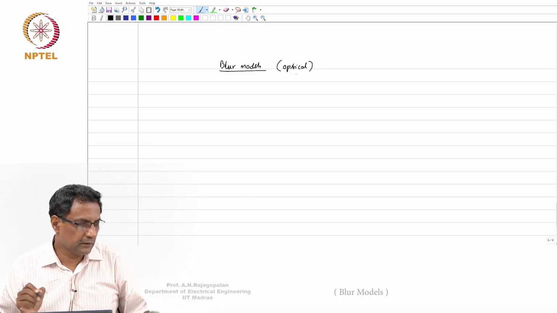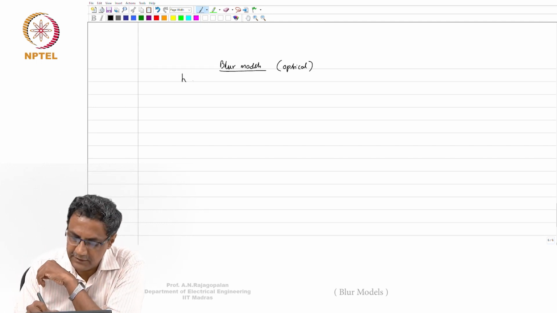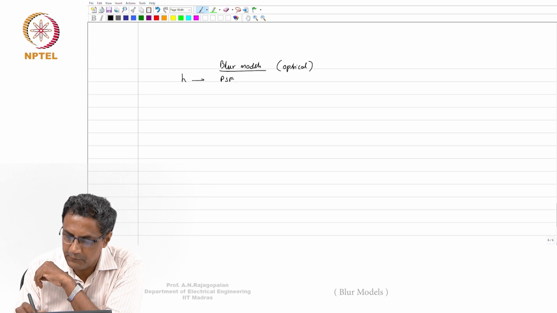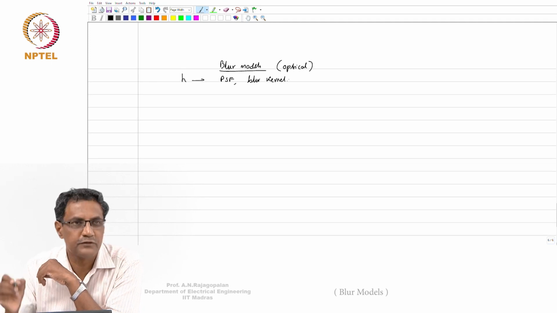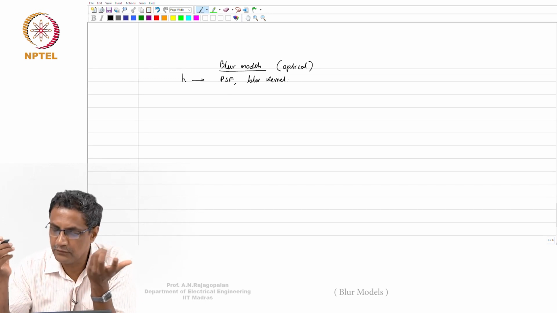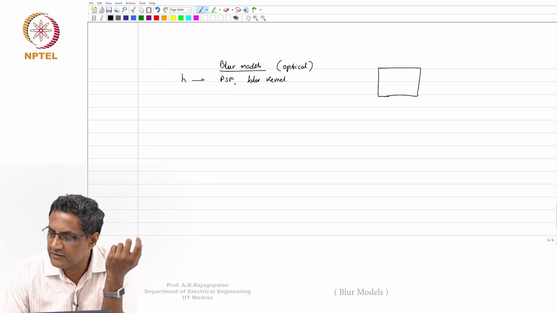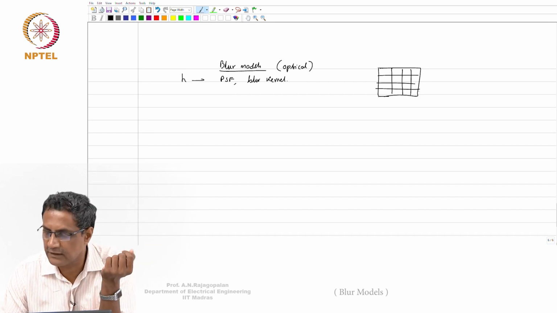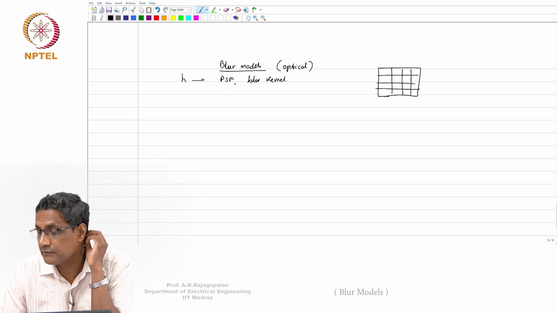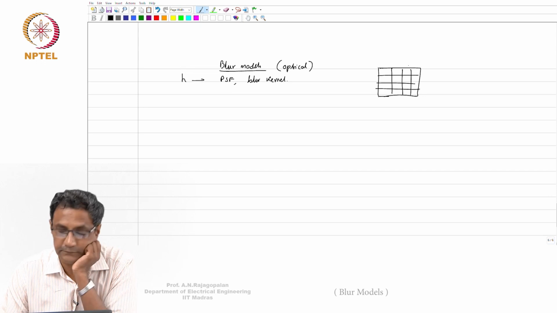So the blur model, which we also call H, is referred to as either a PSF or a blur kernel. Kernel is just a commonly used term for a blurring function or a blurring operator. You can think of the discrete case: this will be a 2D array with some discrete set of values sitting inside it, except that on the spatial grid it is actually a discrete kernel.